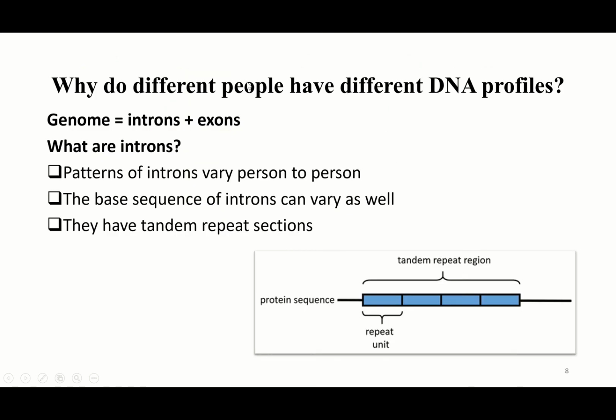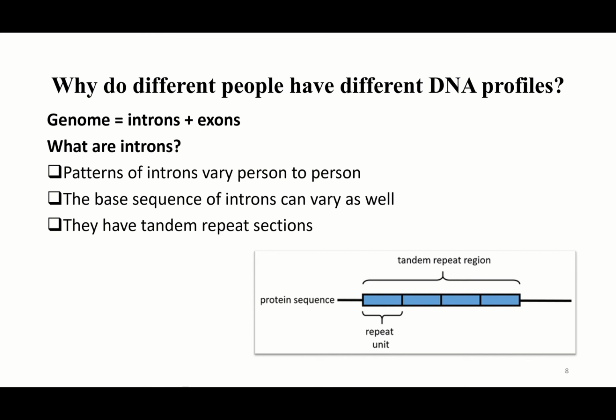Why do different people have different DNA profiles? Well, our genome, which is all of our genes in our body. Well, genome means all the genes in an organism. The genome includes two things, the introns and exons. Now, we know what exons are. Exons are the genes that are transcribed, that are later translated, and they are made into protein. Exons are the genes that are expressed in our physical features, features you can see. So, say I have blue eyes.